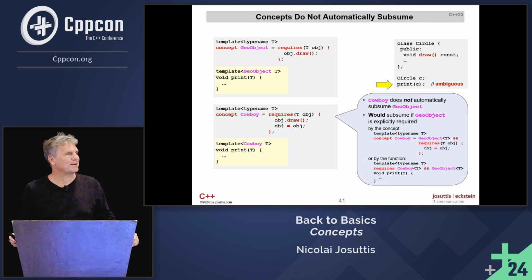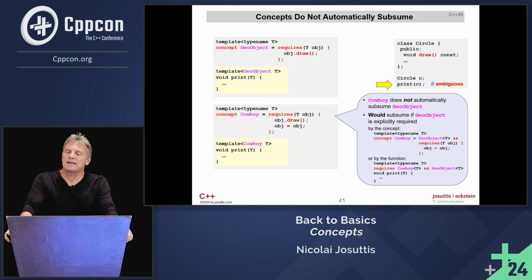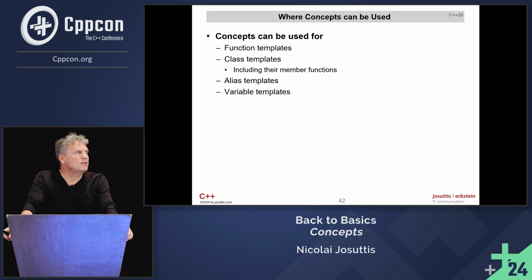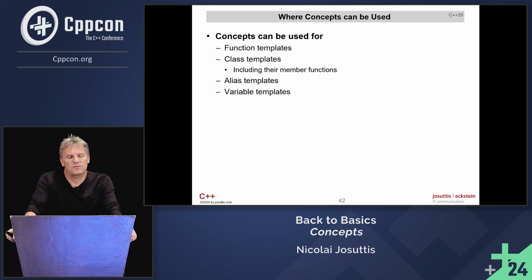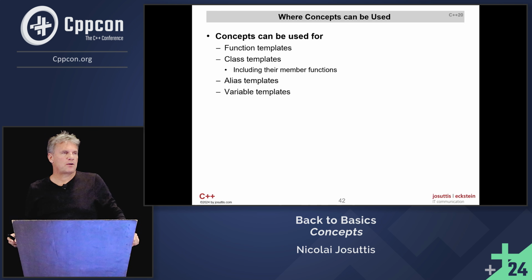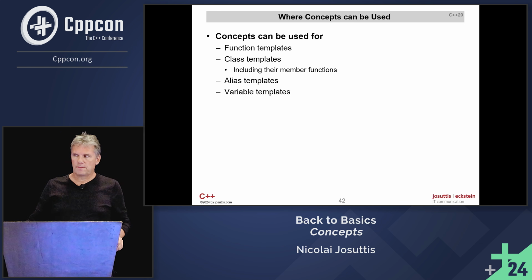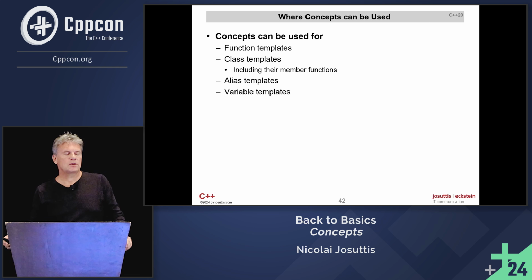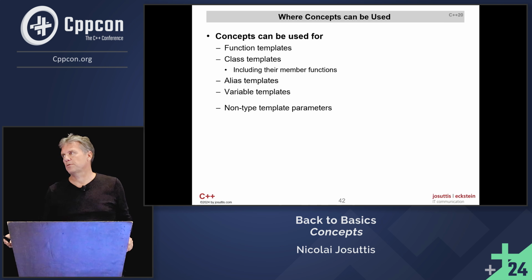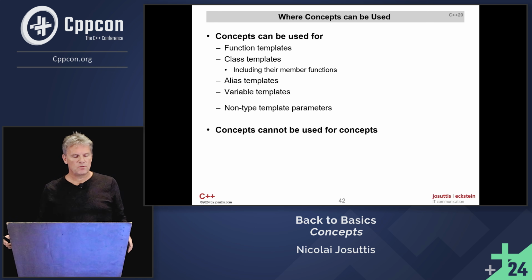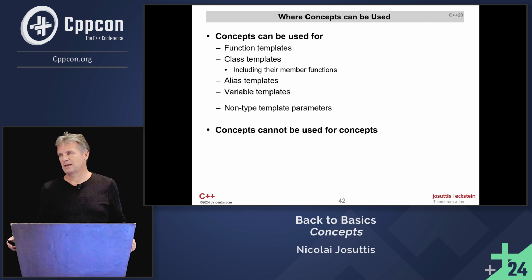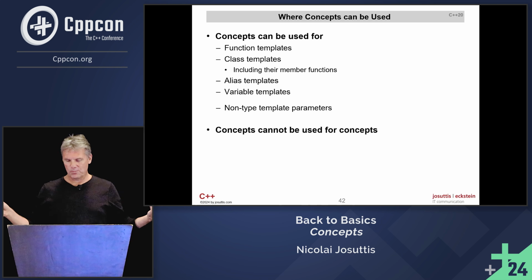Okay, almost done. Finally, let's look at where you can use concepts in your generic code. You've seen most of the time here, if not always, function templates. But they can also be used for class templates, alias templates, variable templates, and that is something to look at. It can even be used for non-type template parameters. The only thing you cannot do is apply concepts to concepts. I'm sure sooner or later somebody will ask for that feature, coming up with some crazy way to program.